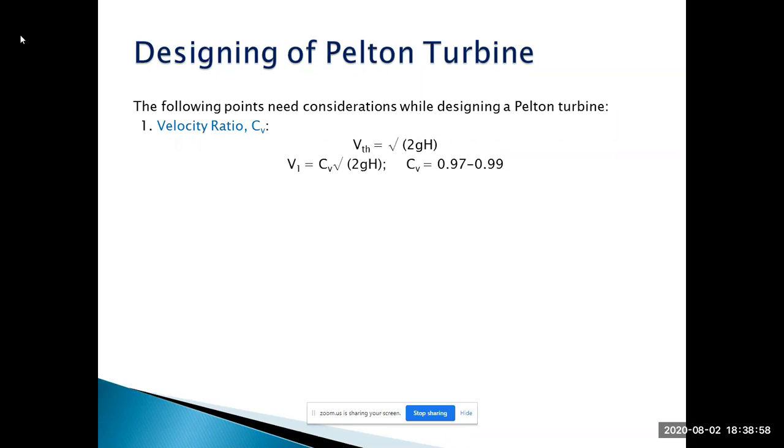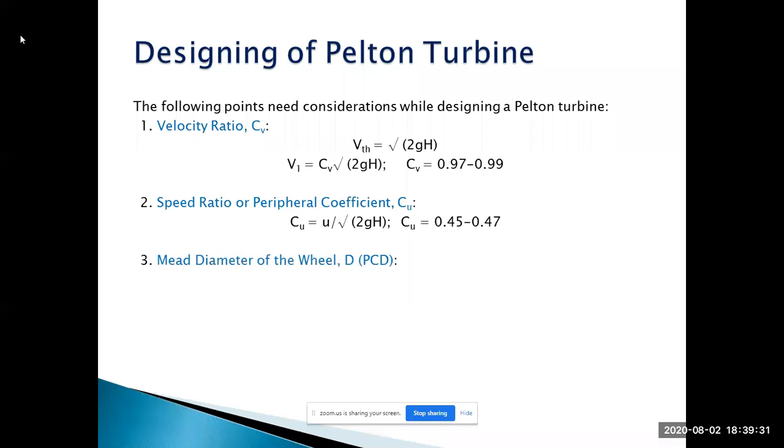And that loss is represented by a velocity ratio, which is the actual velocity to theoretical velocity, also known as velocity coefficient CV. For designing a very efficient Pelton turbine, this CV should range from 0.97 to 0.99. Similarly, there will be a speed ratio involved, which is known as CU, the ratio of blade velocity to the theoretical velocity. For an efficient design of a Pelton turbine, this CU should range from 0.45 to 0.47.